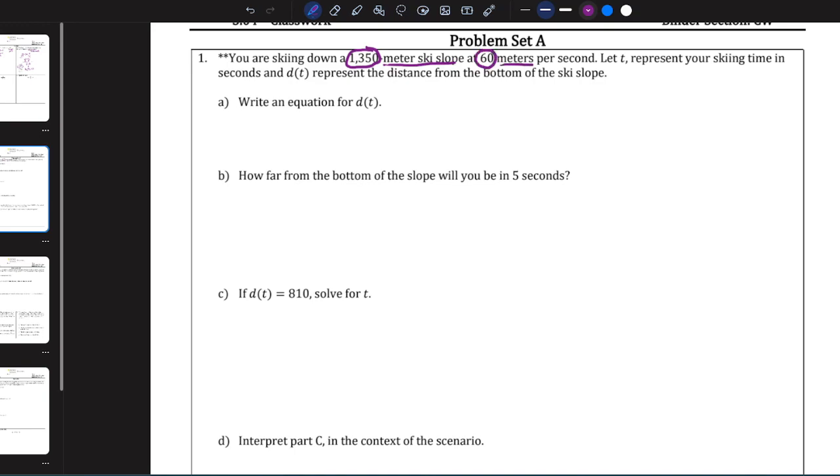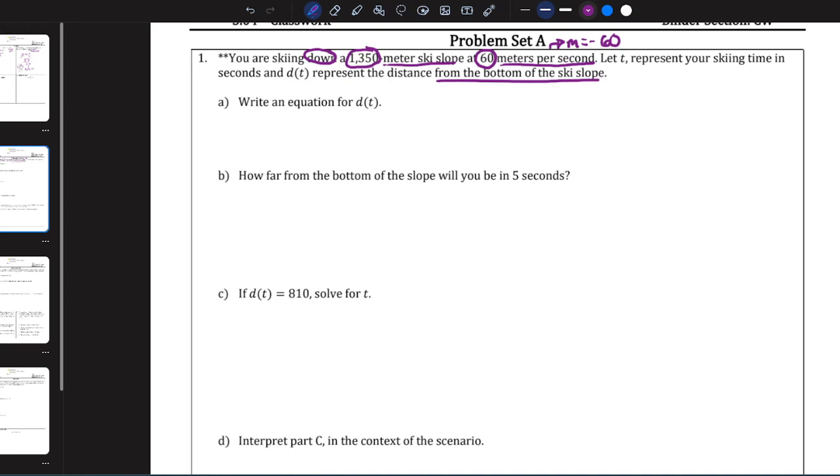There's 60. Here's a unit rate. I'm actually just going to make this annotation right now that my slope is going to have to be 60. Let t represent your skiing time in seconds, and d of t represent your distance from the bottom of the ski slope. Oh, hang on. If I'm measuring from the bottom of the ski slope, what that really means is I'm skiing down. And so my slope isn't actually going to be 60. It's going to end up being negative 60 if we think about the context of this problem.